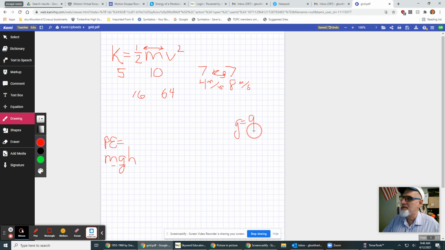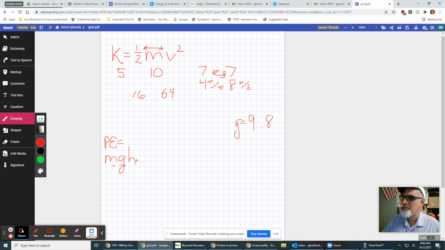You can change that if you're on a different planet. Like on the moon, it's 1.6. On Mars, it's 3.2, I think. I have to look it up. And Jupiter is like almost 3 times more, almost 30.